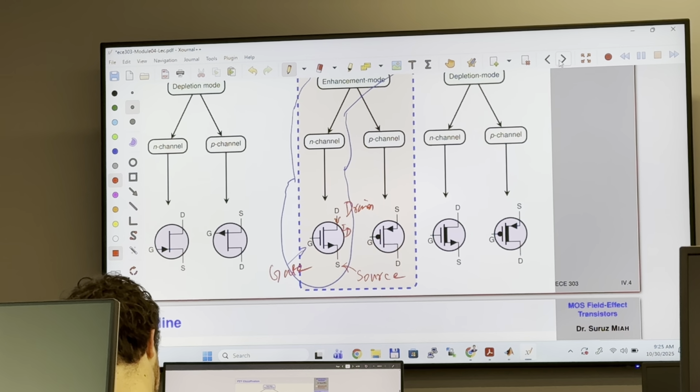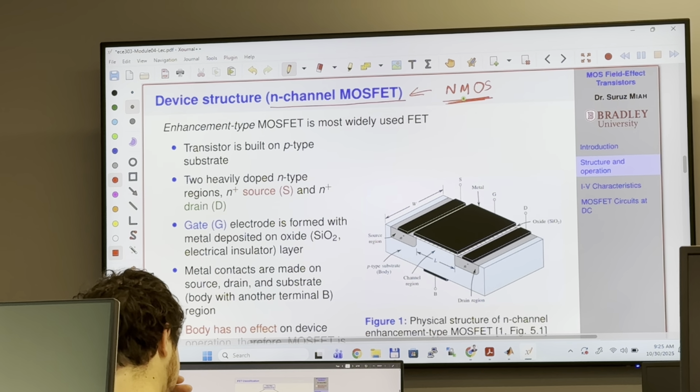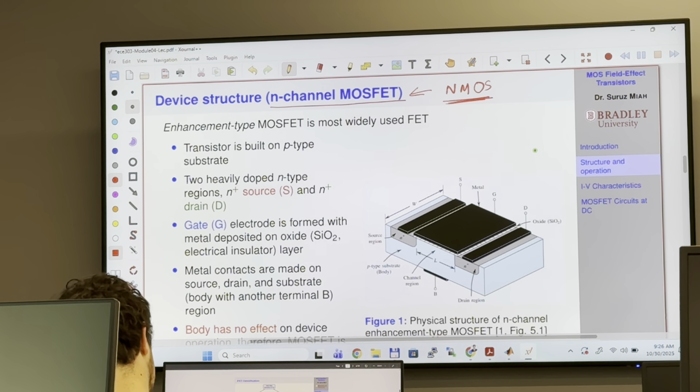And in short, enhancement mode N-channel MOSFET, people call it NMOS. Even in the data sheet, you will see that. So NMOS means it's N-channel MOSFET. Now I will talk a little bit about the construction, device structure, the structure of this N-channel MOSFET.